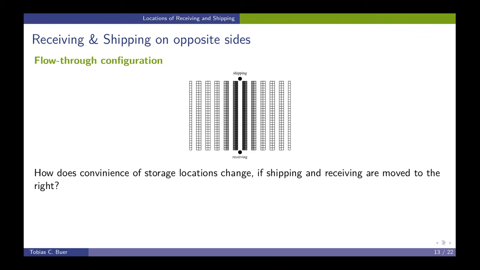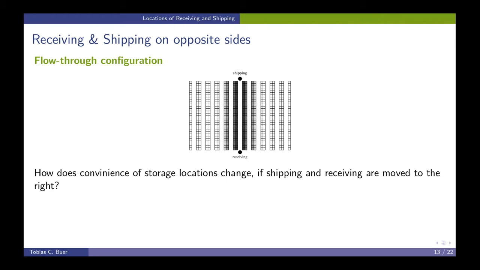Let's focus on the first layout first. This is called flow-through configuration, and again the receiving is on the bottom side and the shipping is on the top side of this warehouse. So now, in contrast to the previous picture, the locations that are most convenient under this flow-through configuration have a dark shading. The darker the shading, the more convenient the locations are.